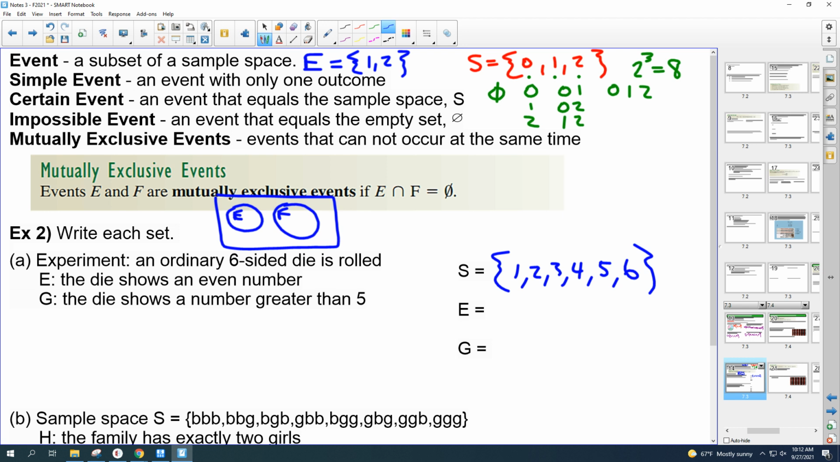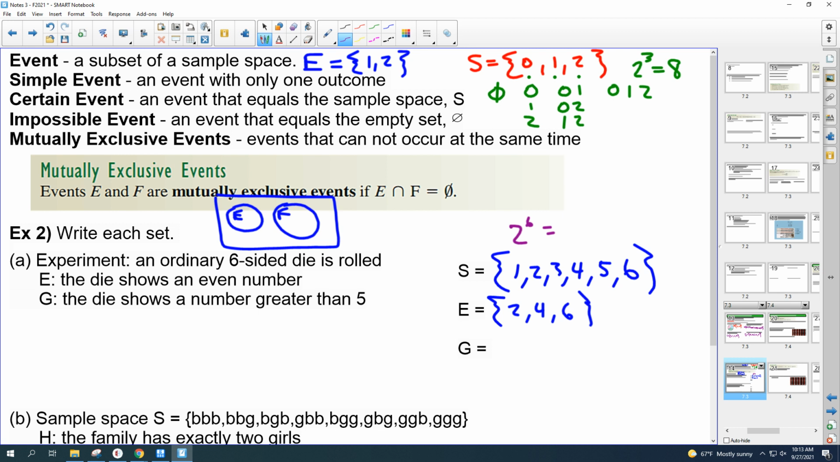E, the die shows an even number. Okay, so E is the event that the die shows an even number. So we're just going to list out the even numbers here. So the even numbers 2, 4, and 6. That is one of the subsets of that sample space. Now, how many subsets are there? Remember how many subsets there are? There'd be 2 to the 6th power, whatever that is. What is that, 64? There are 64 different subsets. I just listed one of them. 2, 4, 6 is one of those 64 subsets.